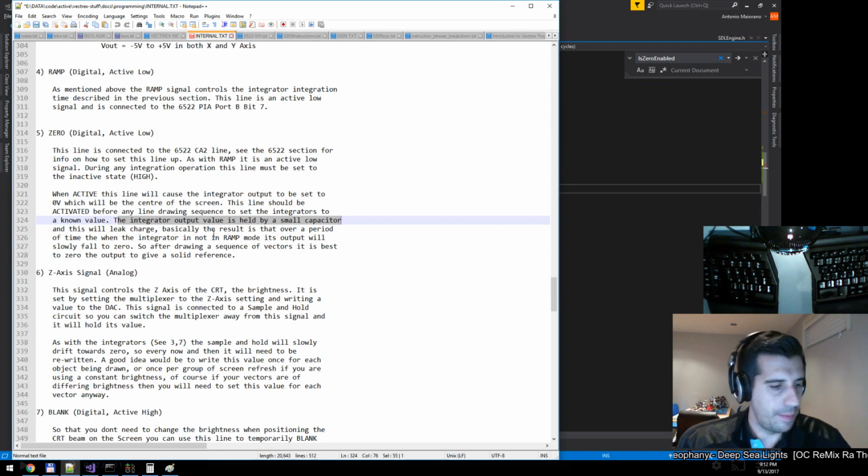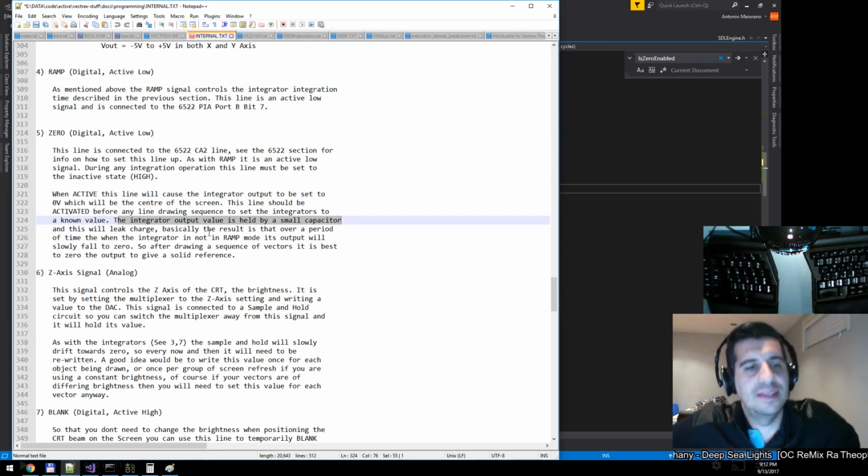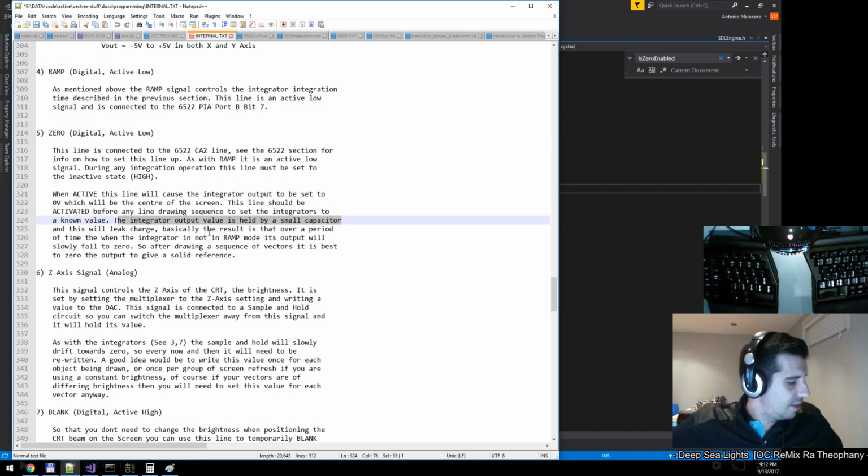I guess what I'm a bit unsure about is what they mean by the integrator output will be set to 0 volts, because from what I understand, the output for the integrators is supposed to be the value that drives the beam, and if it's 0, doesn't that mean it doesn't move?